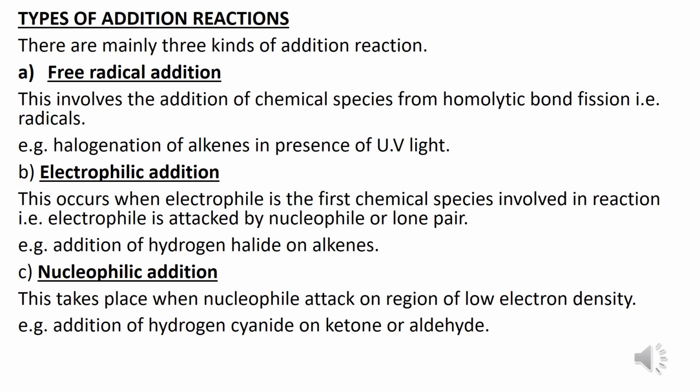On the other hand, we have electrophilic addition. This occurs when an electrophile is the first chemical species involved in the reaction, meaning the electrophile is attacked by a nucleophile or lone pair. We will see it later in the next video on reaction mechanism. Then nucleophilic addition takes place when a nucleophile attacks a region of low electron density, especially in carbonyl compounds. For example, addition of hydrogen cyanide to a ketone or aldehyde. We will see these reactions and their mechanisms in the next video.